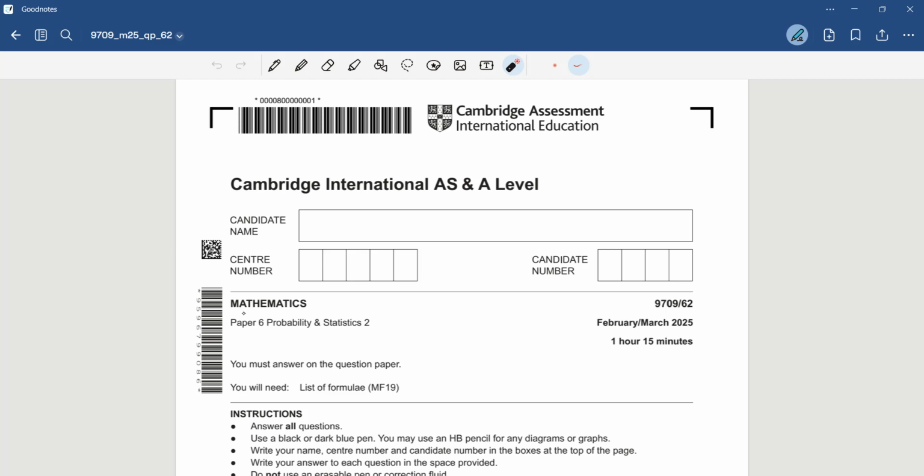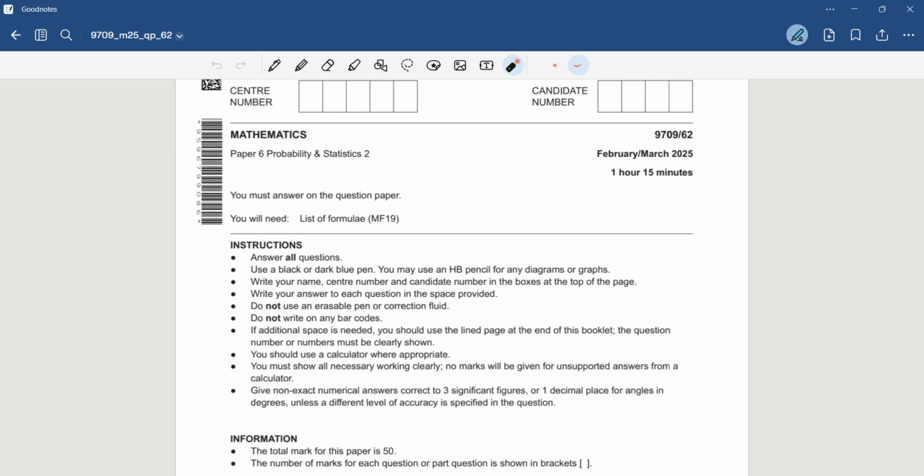Everyone. Today we're going to discuss Paper 6 Probability and Statistics 2, February March 2025, 6-2. Let's begin with question number 1.